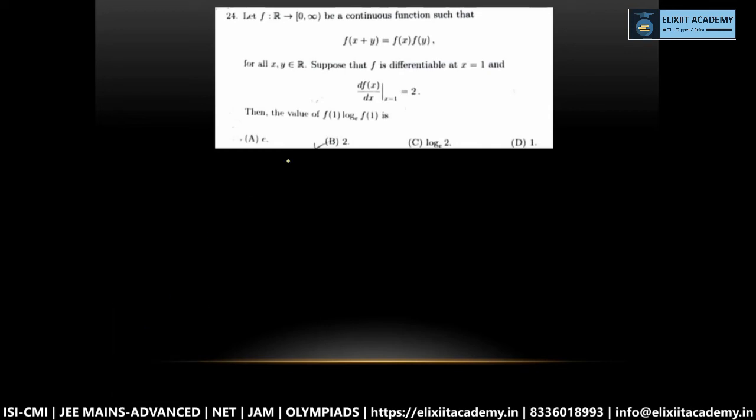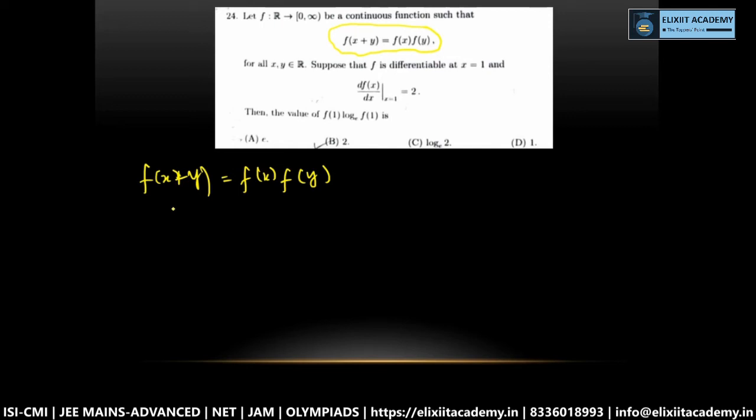First of all, this identity, we have done this quite a few times in the chapter of functions. f of x plus y is f(x) into f(y). And I have told you at that time that whenever you see these types of identities, you can directly put the answer. You can directly just simply put the options. Obviously this is an objective type exam.